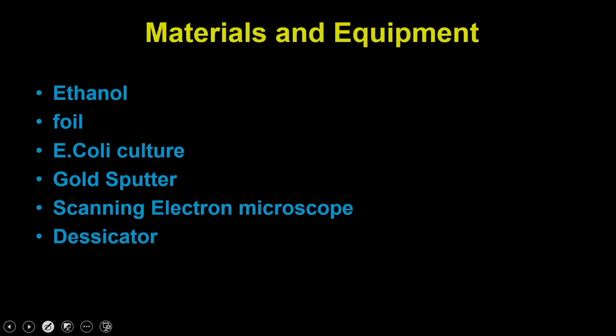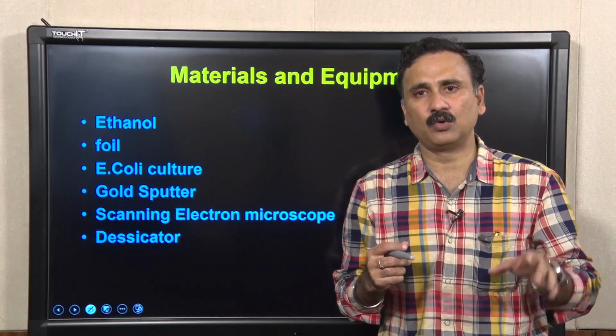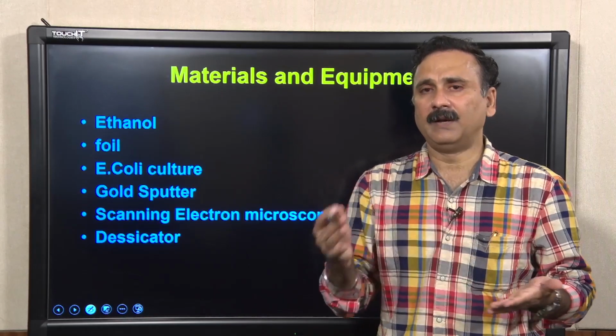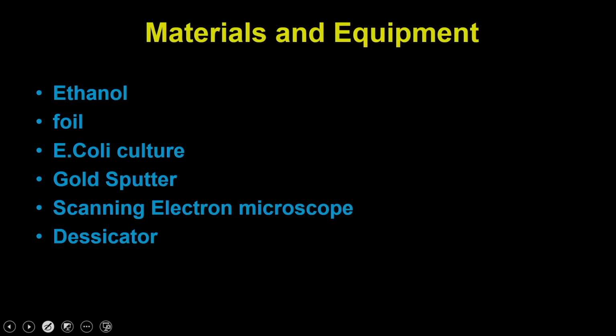So, how to perform scanning electron microscopy? To discuss that, I have taken an example of the E. coli bacteria. Suppose we have to perform scanning electron microscopy of the E. coli bacteria, and I want to see how the bacteria look. The materials I require are ethanol, aluminum foil, and the E. coli culture. That is the sample we are going to process.